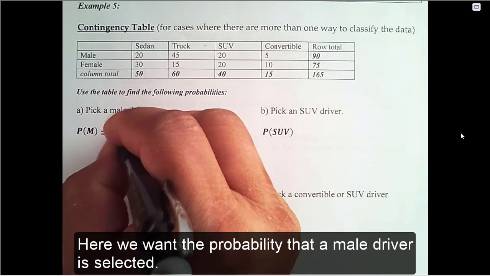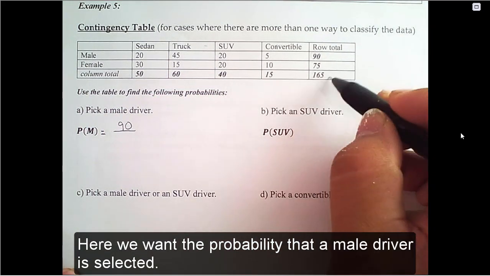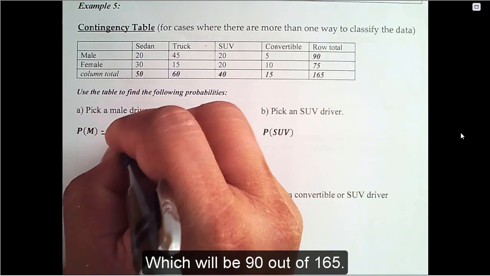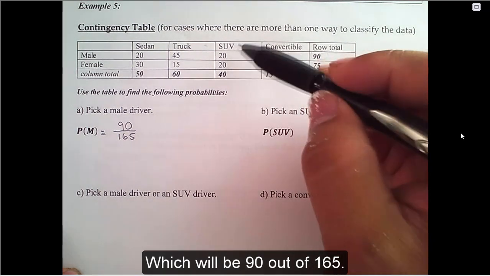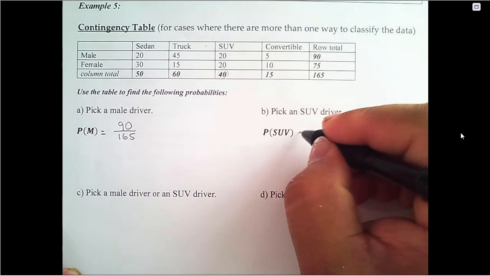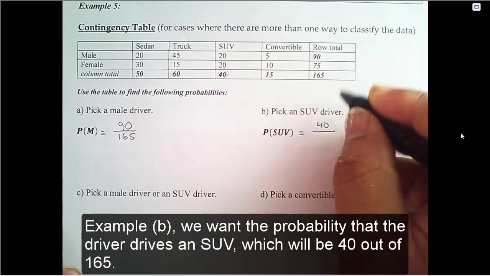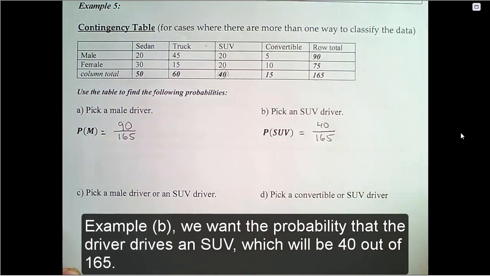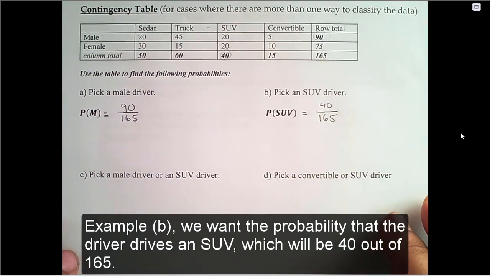Here we want the probability that a male driver is selected, which will be 90 out of 165. Example B, we want the probability that the driver drives an SUV, which will be 40 out of 165.